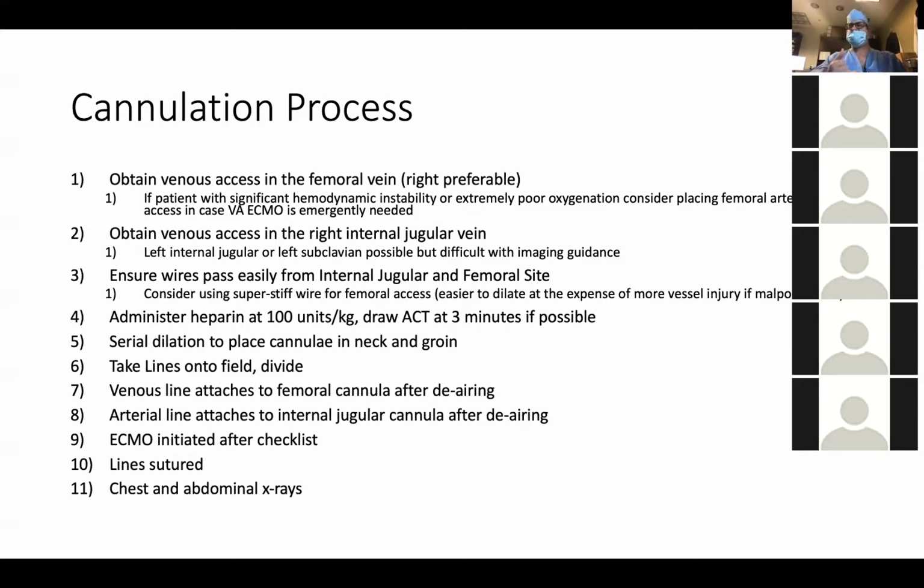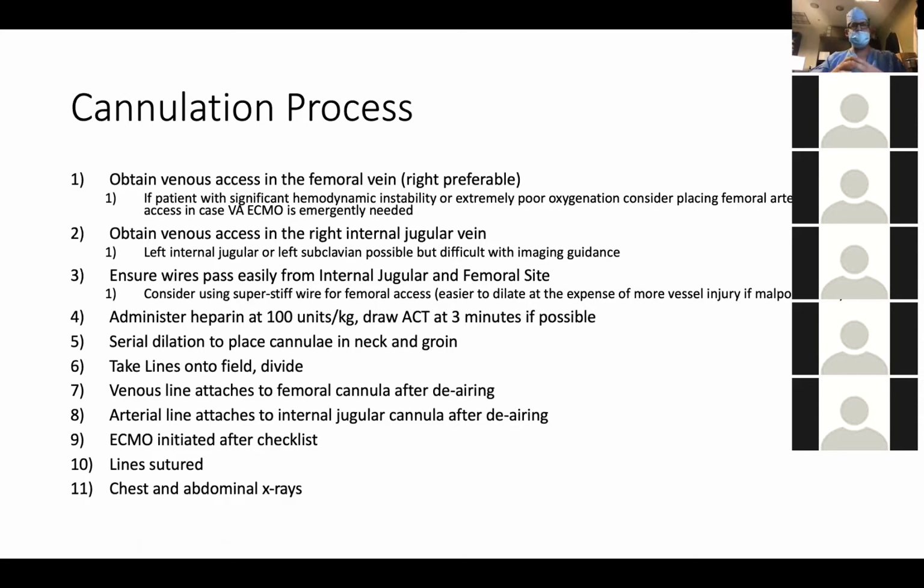You then obtain access to the right internal jugular vein. We have used the left internal jugular and the left subclavian, but always in the setting of imaging guidance. The concern is that with imaging guidance we don't have great wire definition, so right IJ is by far our preferred access site. We ensure wires pass easily from the internal jugular and femoral site.